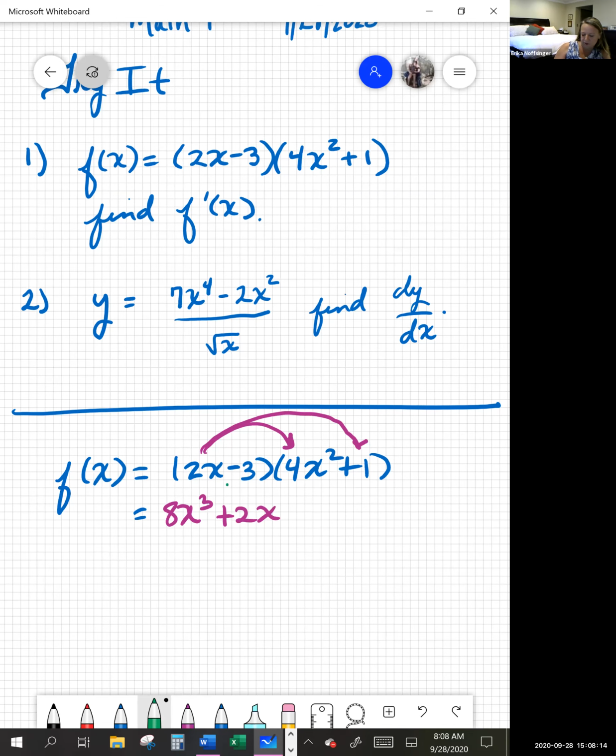We can then distribute our negative 3 to each term. So negative 3 times 4x squared is negative 12x squared. And negative 3 times this positive 1 is negative 3. So just go through and combine like terms. And we get 8x cubed minus 12x squared. There's no like terms. I'm just going to rewrite it in order. Plus 2x minus 3.